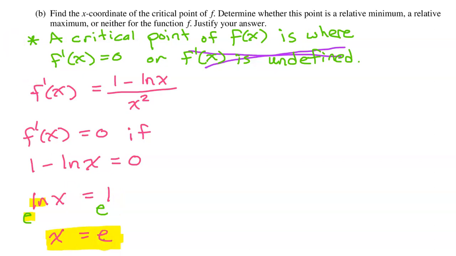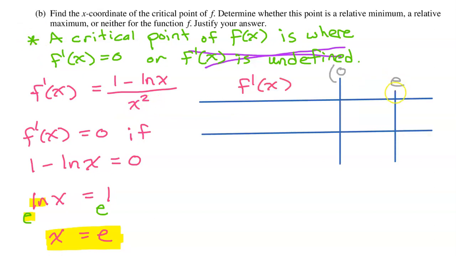So this is the x value of the critical point that we were looking for, but now we need to determine whether this point is a relative minimum, a relative maximum, or neither. In order to do that, let's plot this point on a number line and make a sign chart so we can figure out where f prime is positive and where it is negative. So here's e on my number line. I'm going to put 0 right here because the domain starts at 0, not including 0, so I'll put a parenthesis to remind me of that.